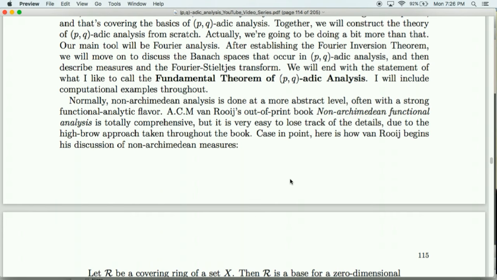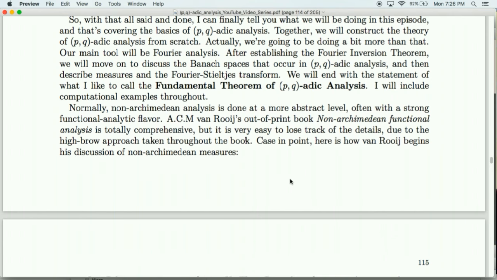The best, really comprehensive book on non-Archimedean analysis is A.C.M. van Rooij's very much out of print book, Non-Archimedean Functional Analysis, from 1978. It is completely comprehensive, but it is incredibly easy to lose track of the details due to the highbrow approach taken throughout the book.